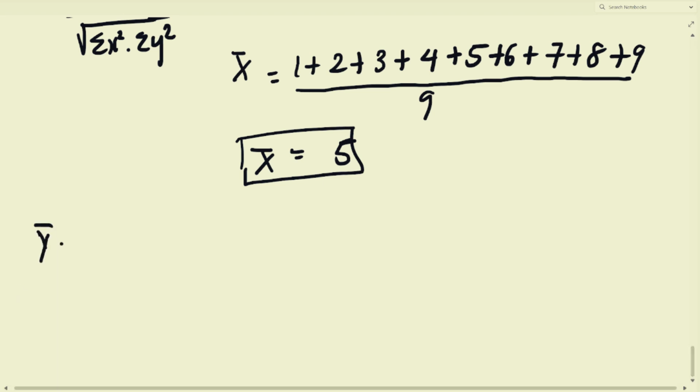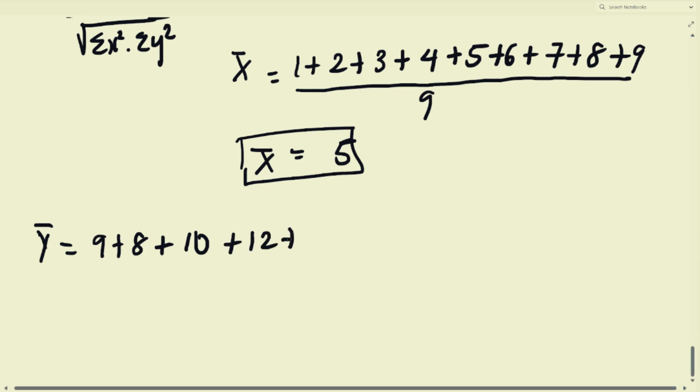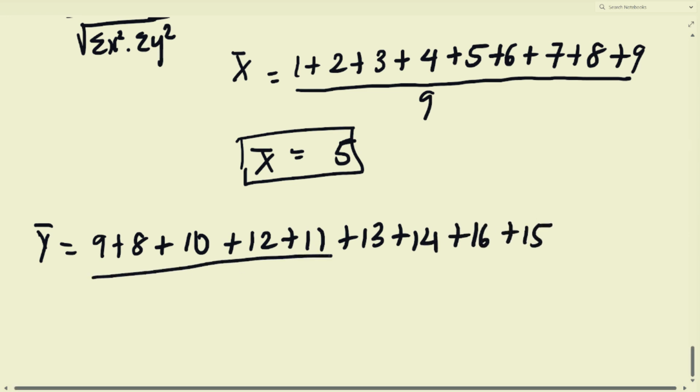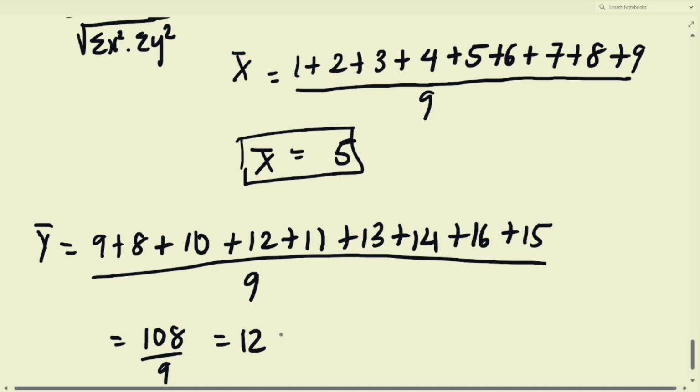Next, Y bar. Similarly we calculate the Y bar, which is 9 plus 8 plus 10 plus 12 plus 11 plus 13 plus 14 plus 16 plus 15, divided by 9, which makes it 108 divided by 9, which is 12. So now we have got the values: X bar is 5 and Y bar is equal to 12. Now we have to calculate the small x and small y values.